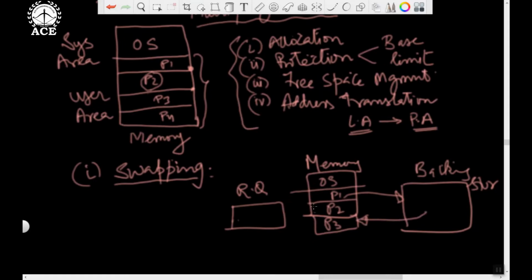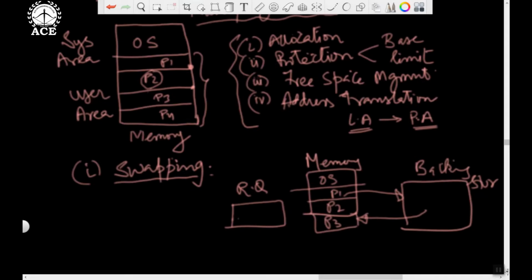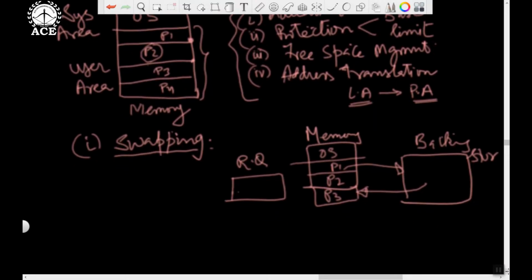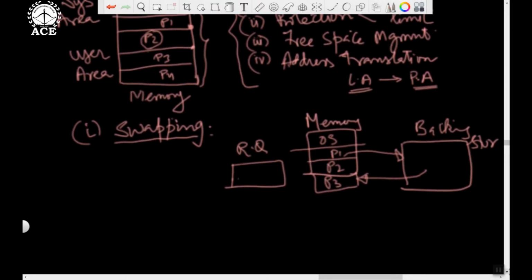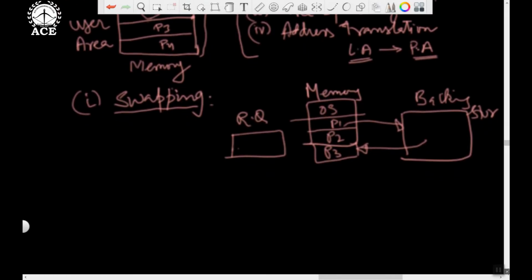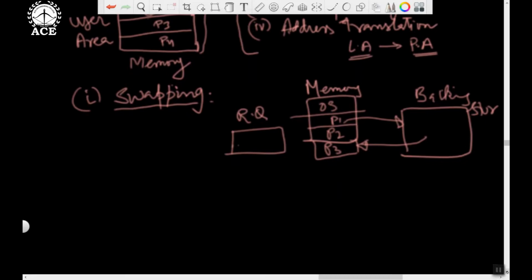What happens is, whenever the operating system's CPU scheduler decides to schedule some program, if the program is already in memory, then it starts executing on the CPU. If it is not present in memory, and I don't have enough space in memory, then we swap out one program and swap the desired program into main memory.